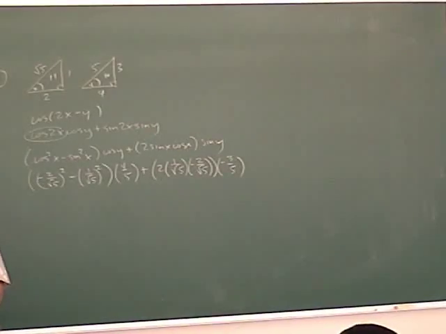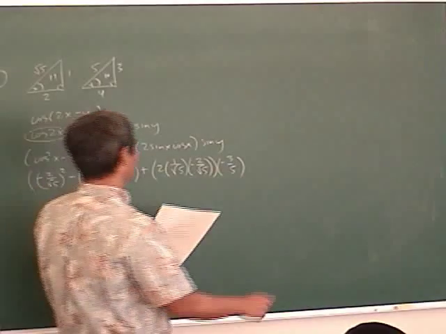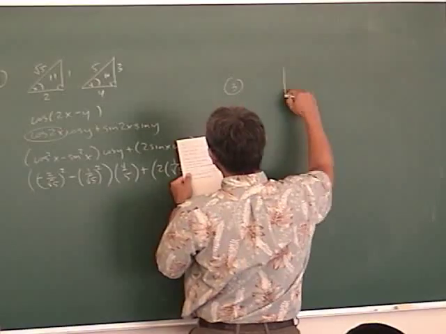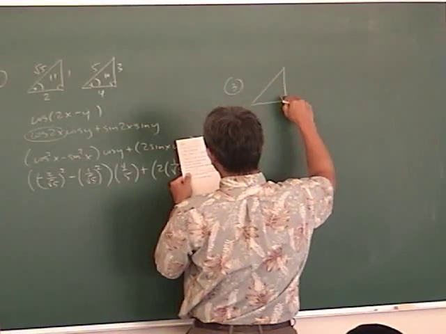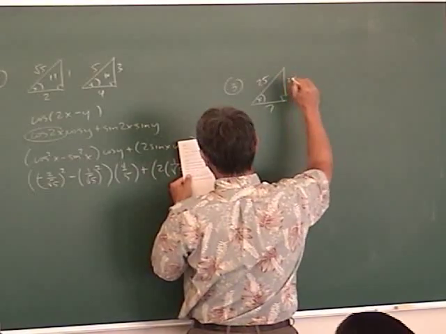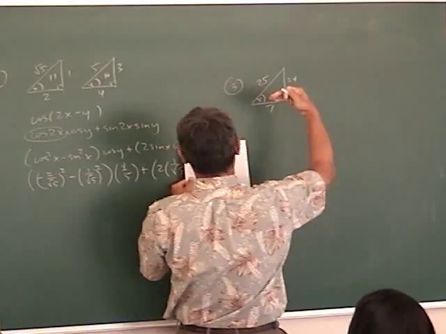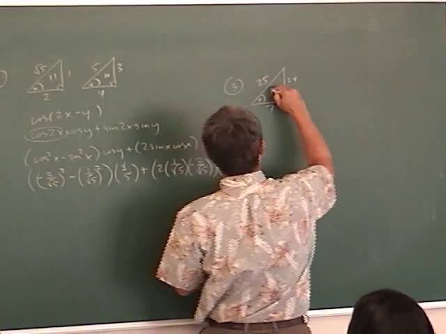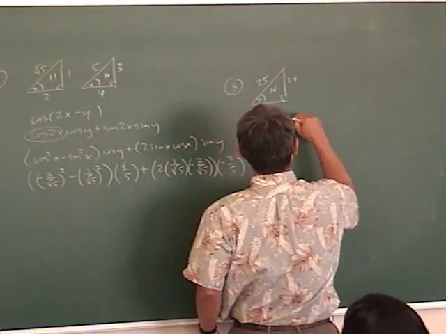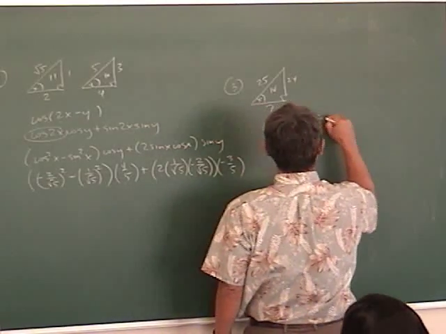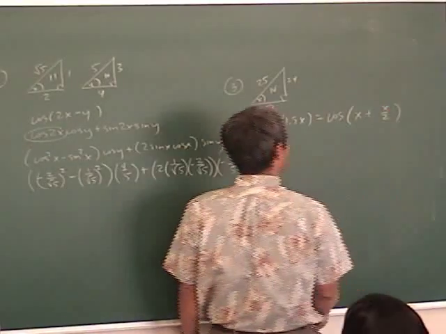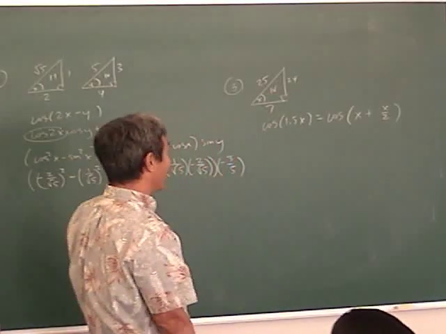Okay, 3. I think it'll be more like this one here. Tan x is negative 24 over 7. So opposite over adjacent. So this is a 7, 24, 25 triangle. And if you're between 3 pi over 2 and 2 pi, you are in the fourth quadrant. Compute cosine of 1.5x. Now how do I split up 1.5x into something I can work with? x plus x over 2, right? 1 plus a half is 1.5, right?